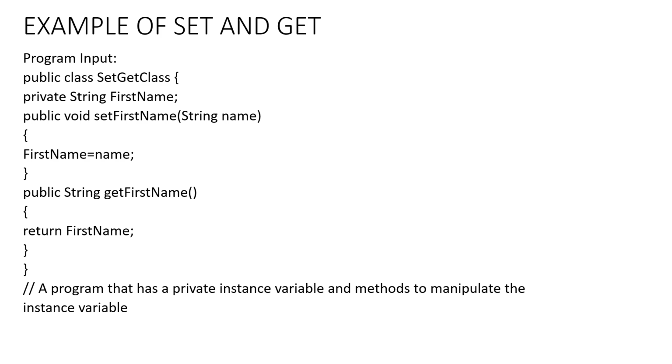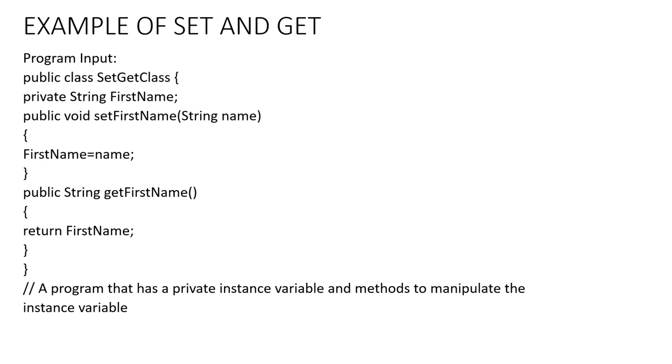Example of set and get. We have this program: public class SetGetClass, private String firstName, public void setFirstName equals name. Now let me go on to explaining what this program is about. It's a program that has a private instance variable and a method to manipulate the instance variable. The instance variable here is the first name.